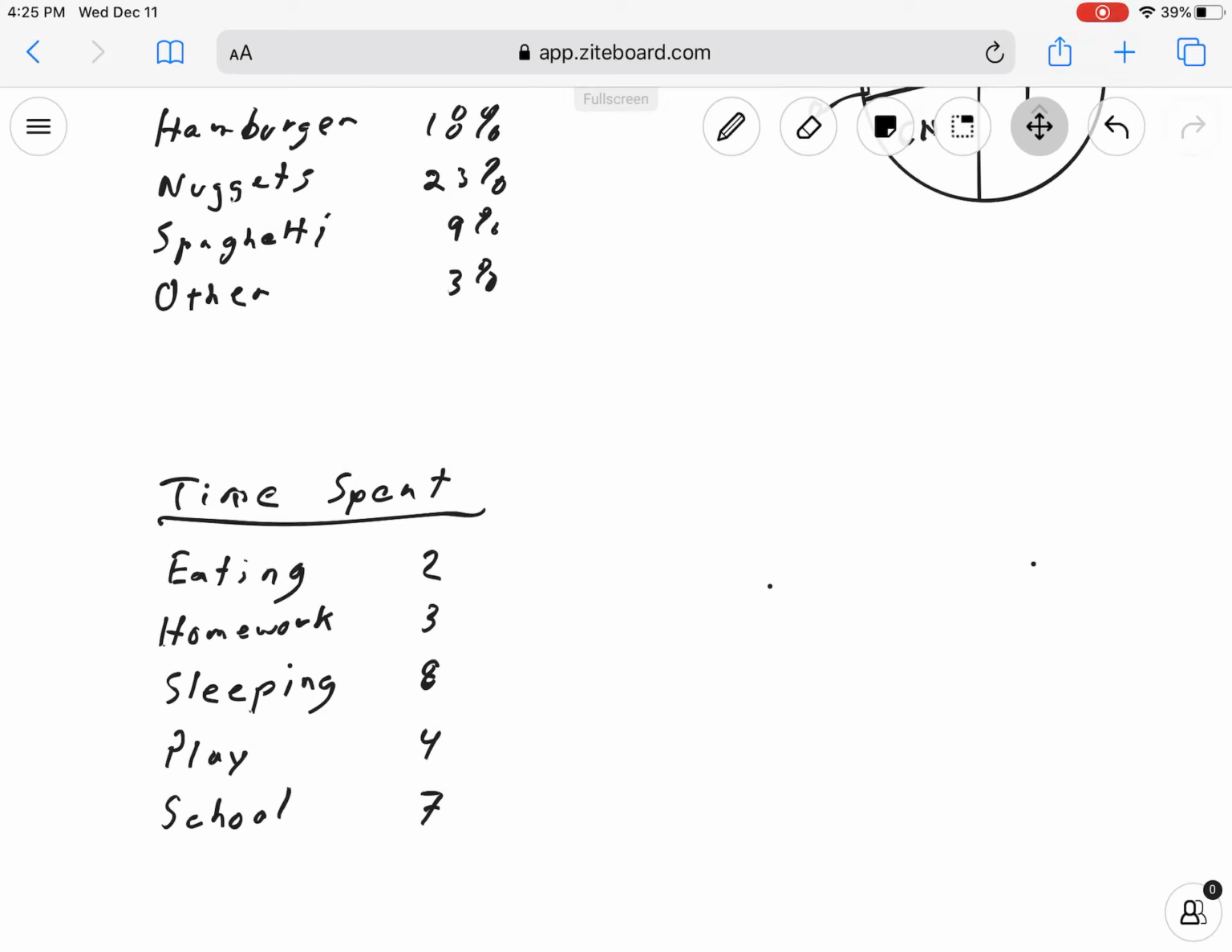Another way is that we are given the raw data and we need to convert it into percentages. Okay, so we have time spent for somebody, the student, and this is hours. So 2 hours eating, 3 hours sleeping, 3 hours for homework, 8 hours sleeping. Play is 4 hours, school is 7 hours. And if you total it all up, you do get 24 hours, so it's a full day. And we want to convert that into percentages.